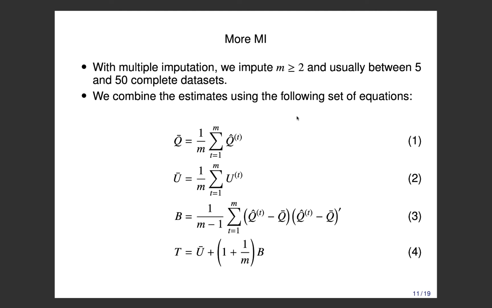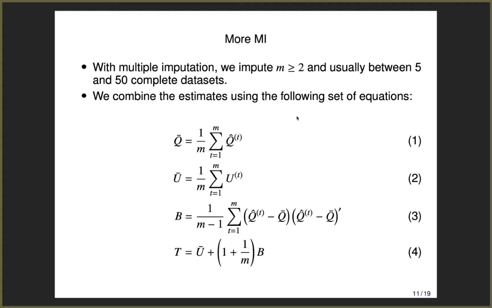Like we said, with multiple imputation, we impute at least 2, but usually somewhere between 5 and 50 completed data sets. In each one of those completed data sets, we estimate the model that we're interested in. So we get 50 coefficients and 50 variance-covariance matrices of those coefficients, assuming that we've generated 50 completed data sets.